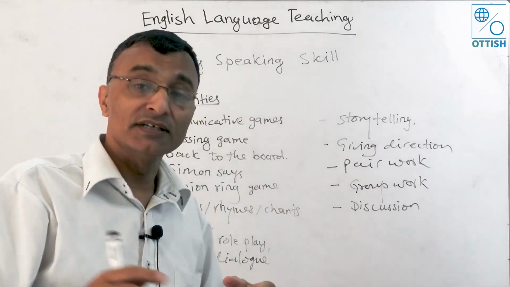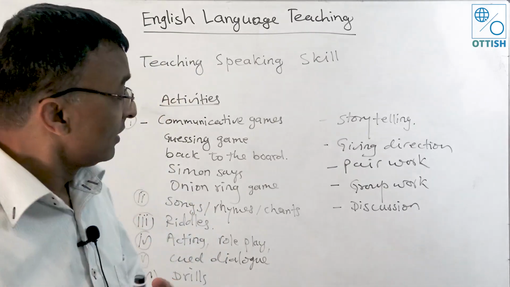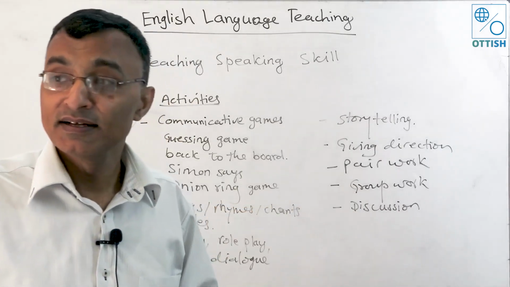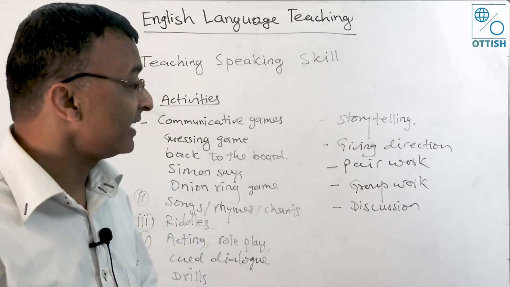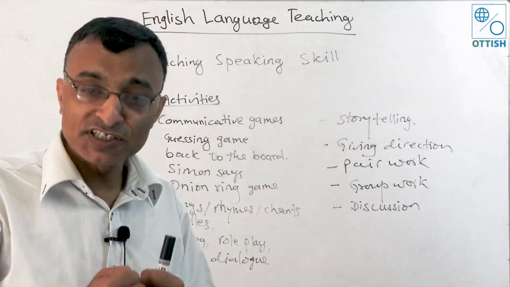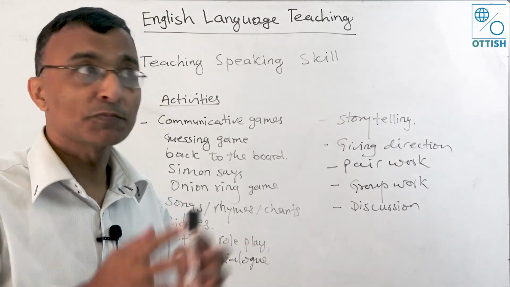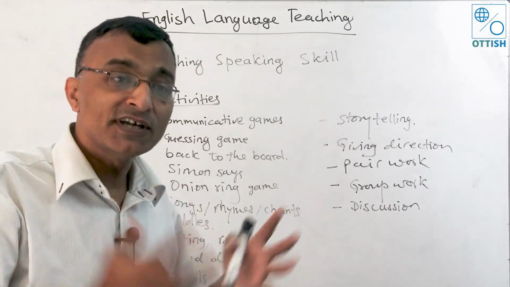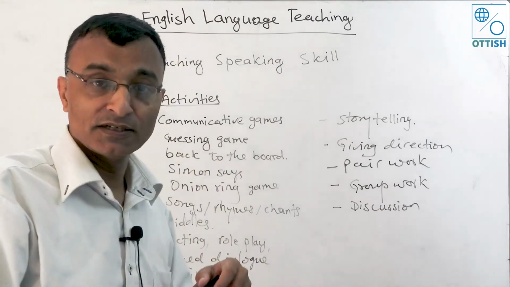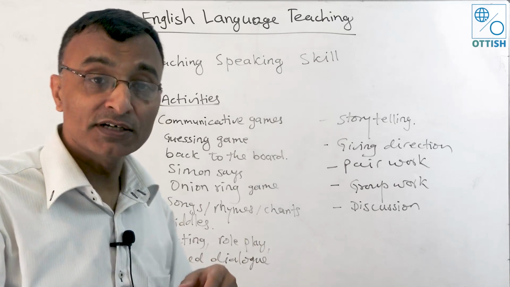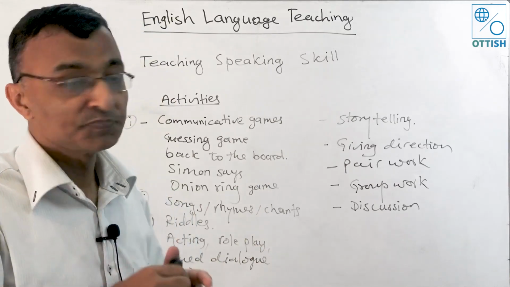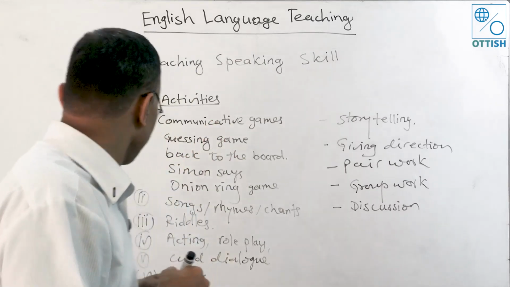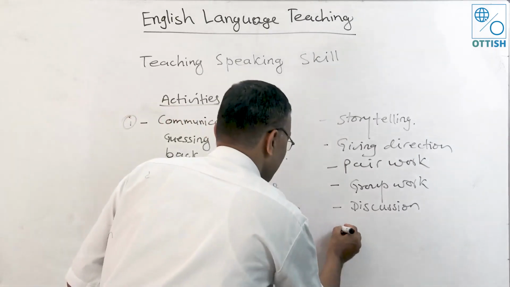Discussion can be done in various ways. One of the ways is dividing students into groups, giving a topic for discussion, and making them discuss among themselves, make arguments as well, come to a conclusion and present the conclusion before the class. But it has to be done orally because it is for developing speaking skills.